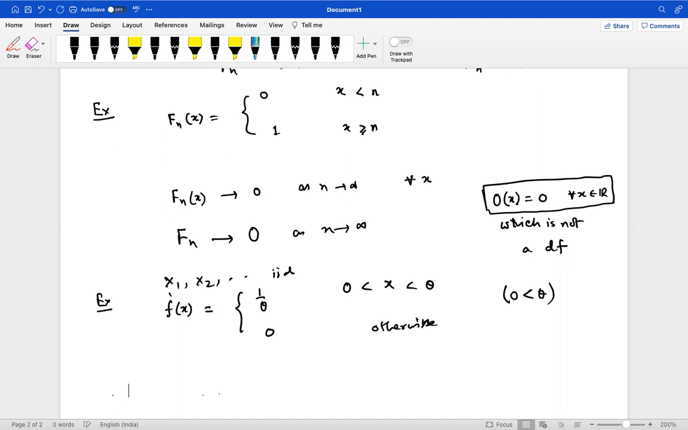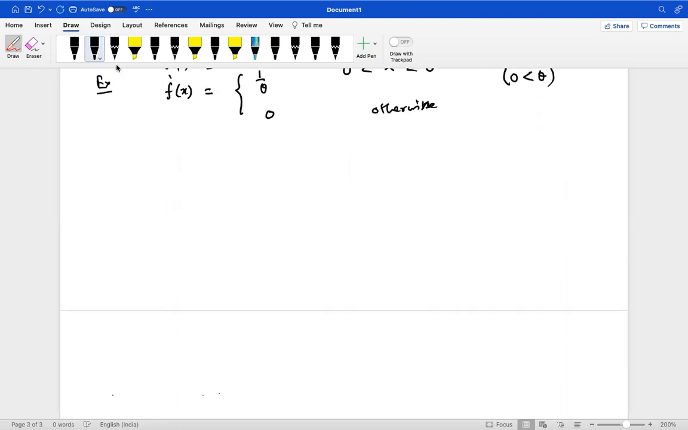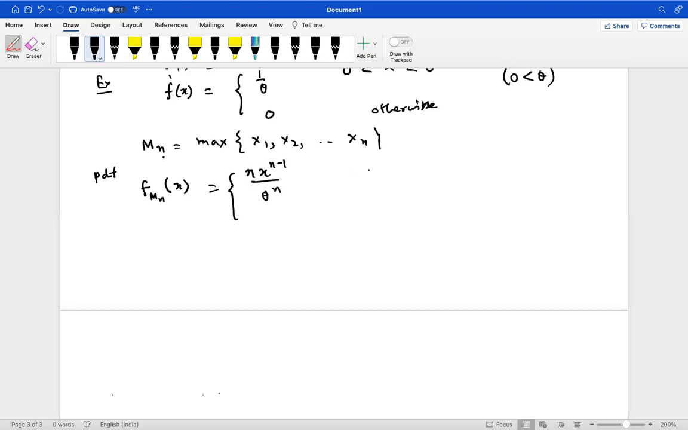So these are IID random variables with the common density. Now take Mn, the maximum of the random variables X1, X2, ..., Xn. We know that this maximum has a density function, which we write as f_Mn. f_Mn(x) is n x to the power n minus 1 by theta to the power n when x lies between 0 and theta, and otherwise it is 0. So this is the density function of the maximum of all the random variables.